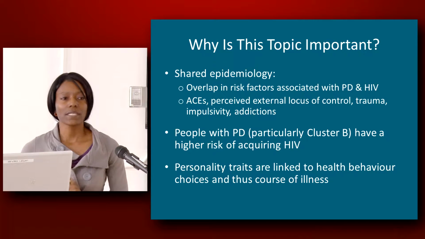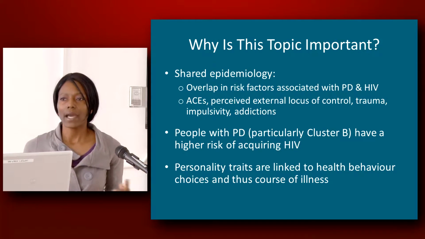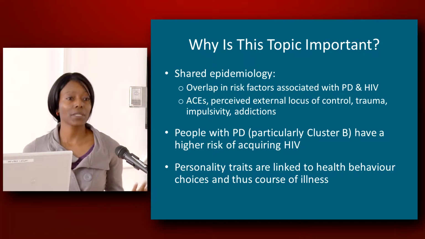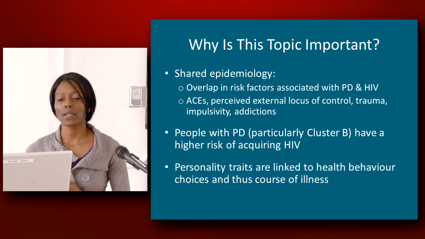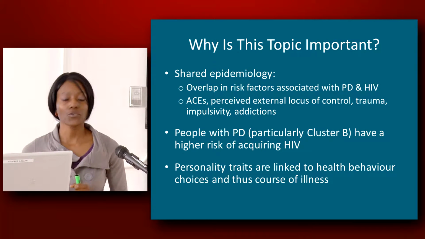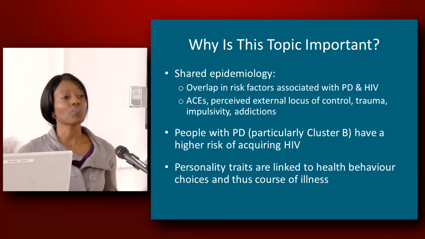So people with personality disorders, particularly the cluster B, so your high energy, erratic, emotionally unstable personality disorders, such as borderline personality, have a much higher risk of acquiring HIV. And these personality traits are actually linked to health behavior choices and therefore the course of illness. So certainly an important topic.